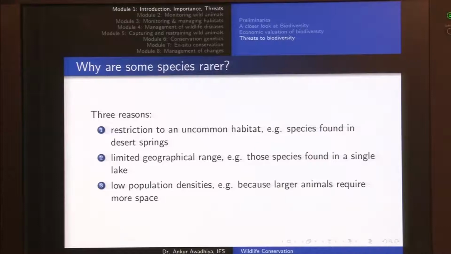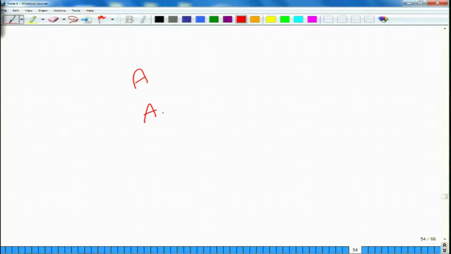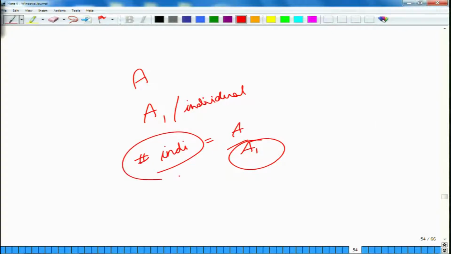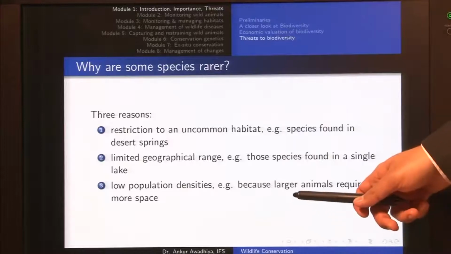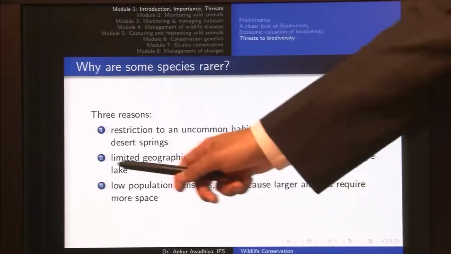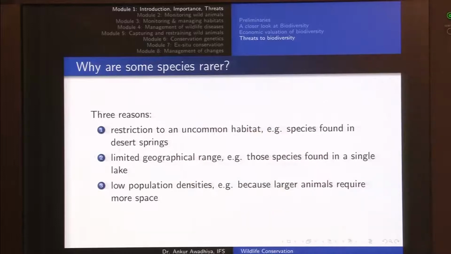So suppose we have a total area of A and a species requires an area of A1 per individual, so the number of individuals would be given by A divided by A1. So as A1 increases, the number of individuals decreases. So this is the third reason why some species are rarer, because they are large animals, require more space, so they are already present in very low population densities. So these are the three reasons why a species is rare.